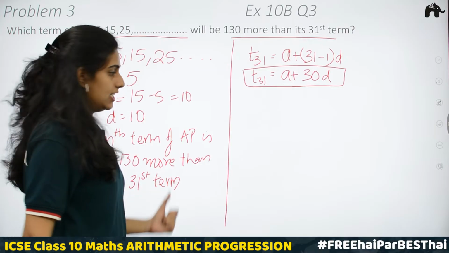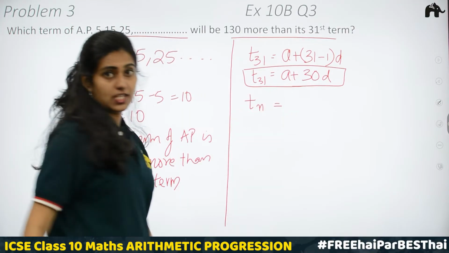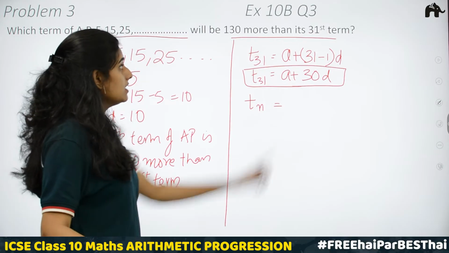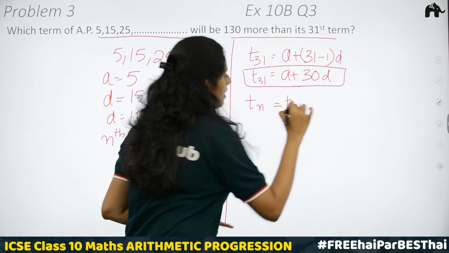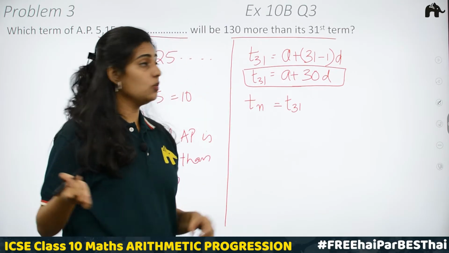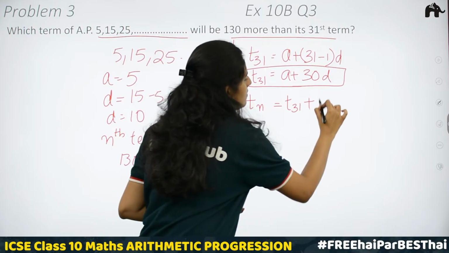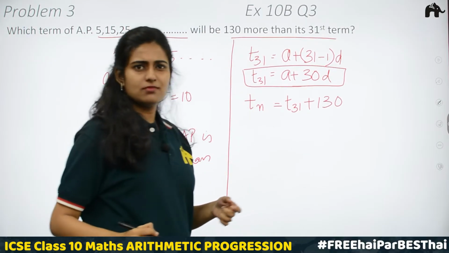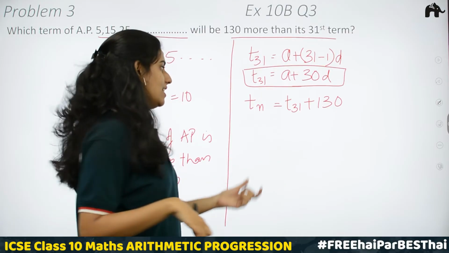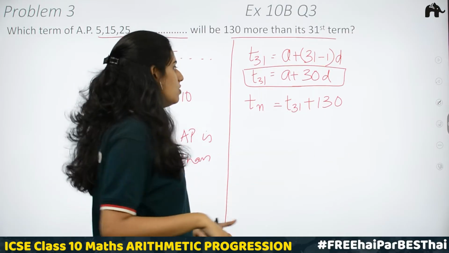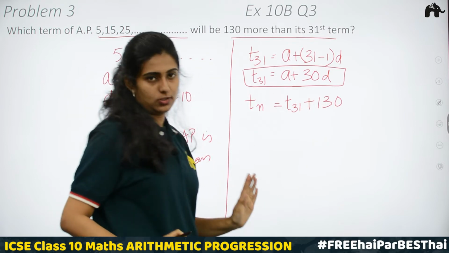From our given condition, we can write Tn is equal to 130 more than the 31st term. The 31st term is T31. How can you write 130 more than? We have to add 130. Similar questions we used to do in our previous chapters. Remember? Yes. Same thing we are doing here also. 130 more than means we are adding 130 to this.